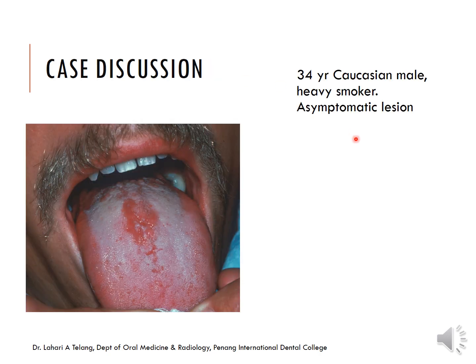Right, moving on, look at this case. It's a 34-year-old Caucasian male who's a heavy smoker, and he comes with an asymptomatic lesion. Where is the lesion? The lesion is on the dorsum of the tongue here, which you're seeing. Erythematous area on the tongue, not normal. Could be called erythematous candidiasis, but it has a specific terminology called median rhomboid glossitis.